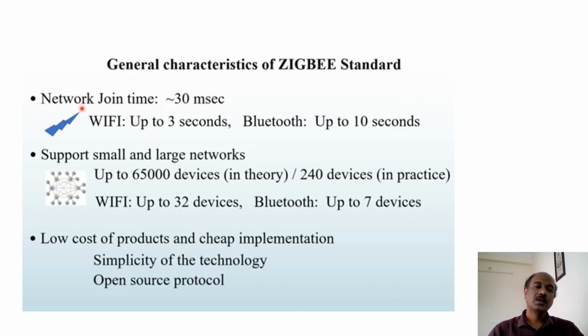Whenever any device wants to get connected to an existing ZigBee network, the joining time is up to 30 milliseconds. Whereas in Wi-Fi, any device that wants to get connected to a Wi-Fi network takes up to 3 seconds. For a Bluetooth network, it takes up to 10 seconds. So as you can see here, any device that wants to get connected to a ZigBee network will take up to 30 milliseconds.